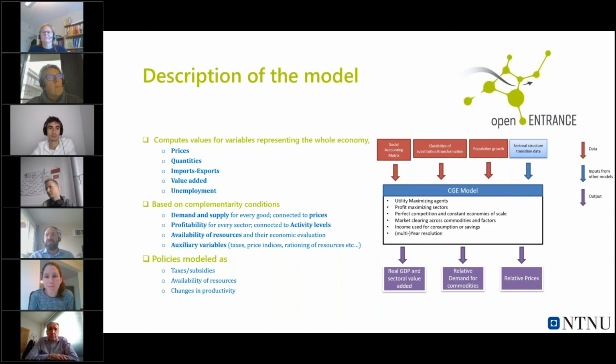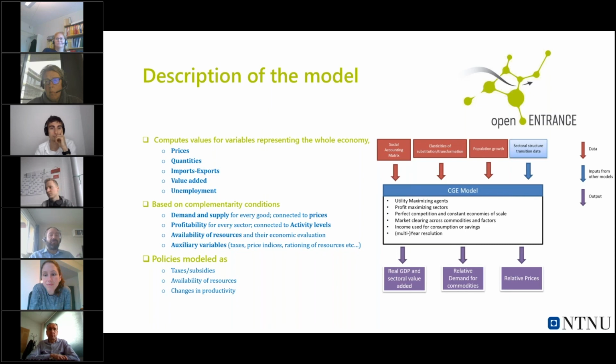and similarly to what Hetty presented in her pitch, it computes the spillover effects between different countries or different sectors in this case also. The computations are made based on what is called complementarity conditions. So what it does, it ensures that supply and demand of each commodity are balanced through prices. So the prices are the devices that ensure the balancing between supply and demand.